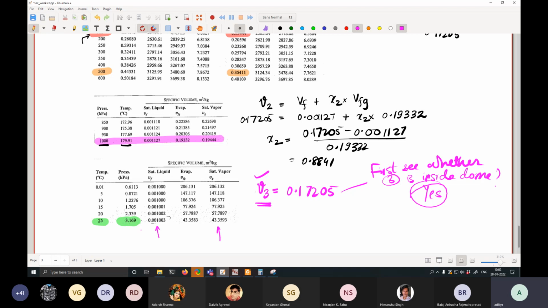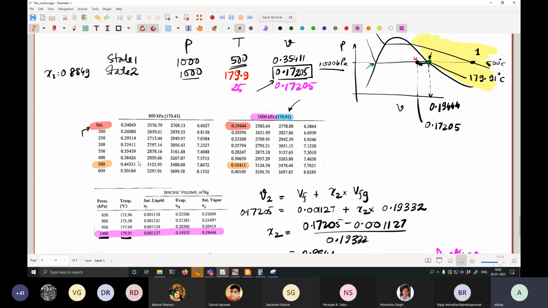And so, corresponding to a temperature of 25 degrees Celsius, the pressure is therefore going to be the saturation pressure at that temperature. Meaning, in the plot, this is the 25 degrees Celsius isotherm, and the pressure corresponds to the saturation pressure at this temperature. So this is 3.169 kilopascal. Okay? So this is how you would solve the problem.